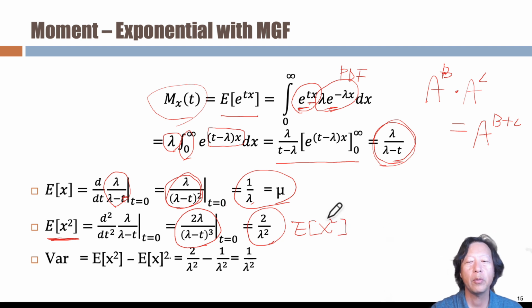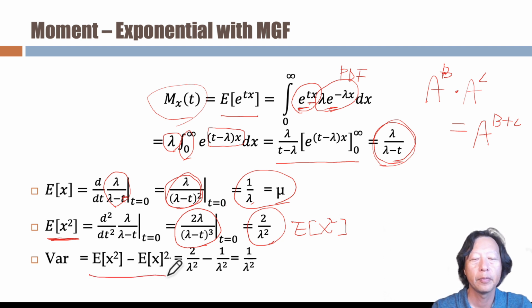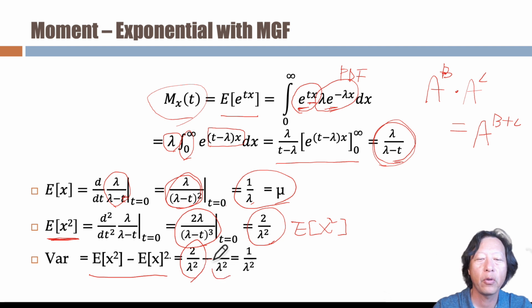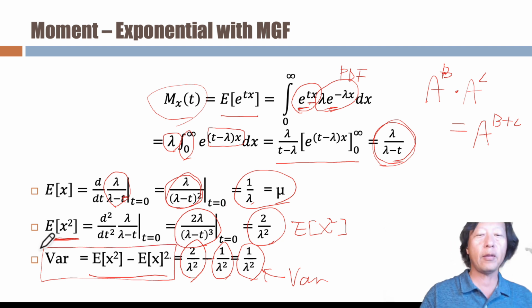But the second moment is related to your variance. So the variance looks like this. You can calculate this as the second moment minus the square of the first moment, and you can find 1 over lambda squared. This is your variance. If you don't recall why the variance is this way, then we can go through it.